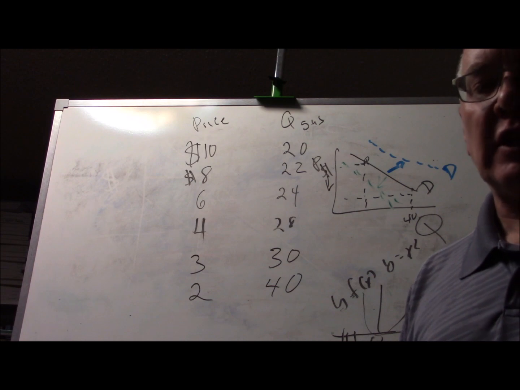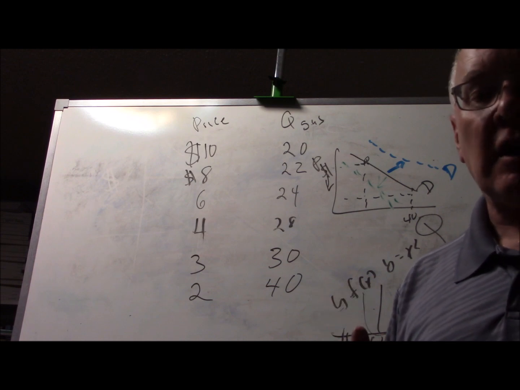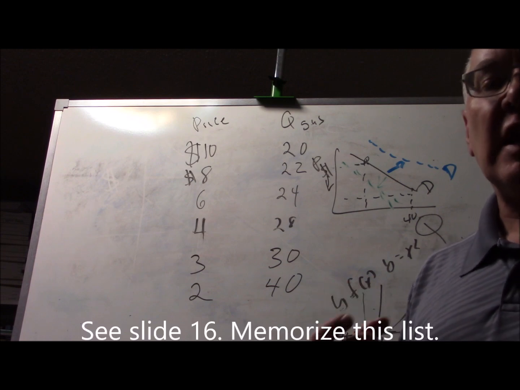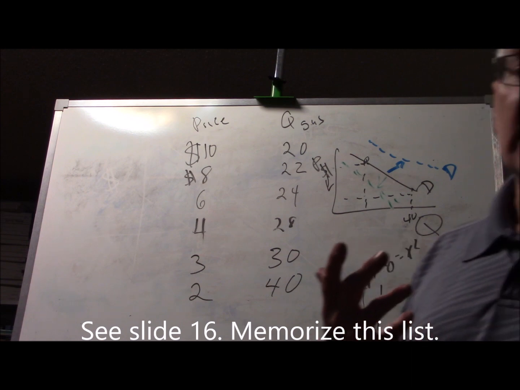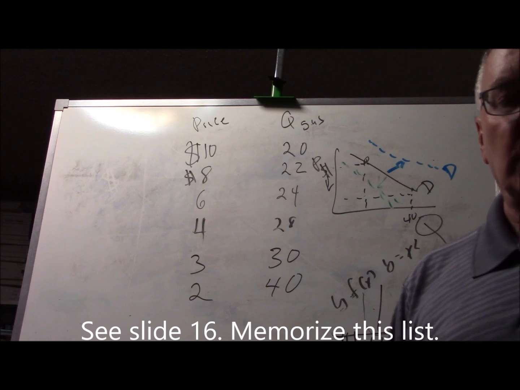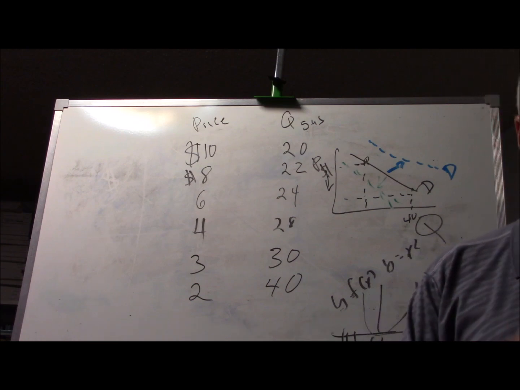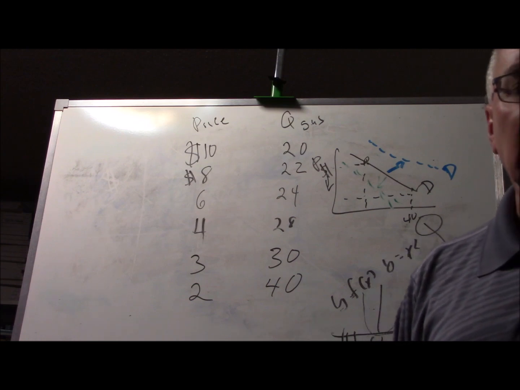Changes in the prices of related goods, changes in income, changes in tastes or preferences, changes in expectations, and changes in the number of consumers. So number 1, changes in the prices of related goods.